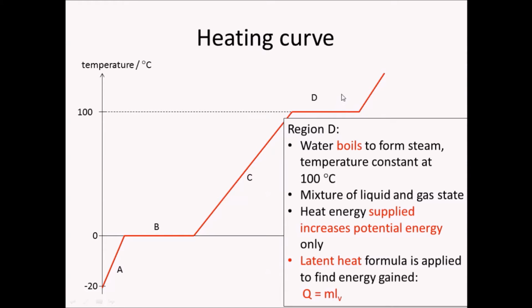Now B and D are regions where there is only a change in state, but there is no change in temperature. Because there's no change in temperature, there's no gain in kinetic energy, but there is a gain in potential energy. So in B and D, it is potential energy only, but no kinetic energy. The formula to use is the latent heat formula, for B and D. Understand?